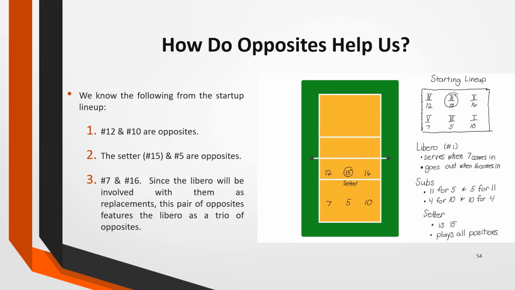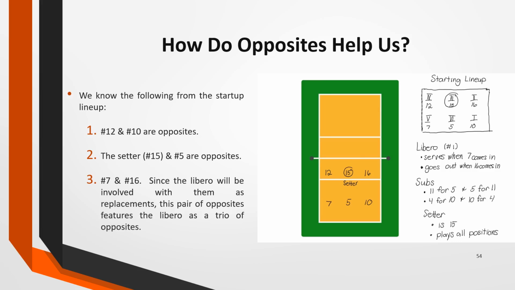How does this help us? Well, remember, alignments are the actual formations of the players on the court and where their positions are. So if I'm thinking about my libero and I know that my libero has a relationship with 7 and 16, what I do know is that my libero can never be a front row player and that her opposite should either be 7 or 16.